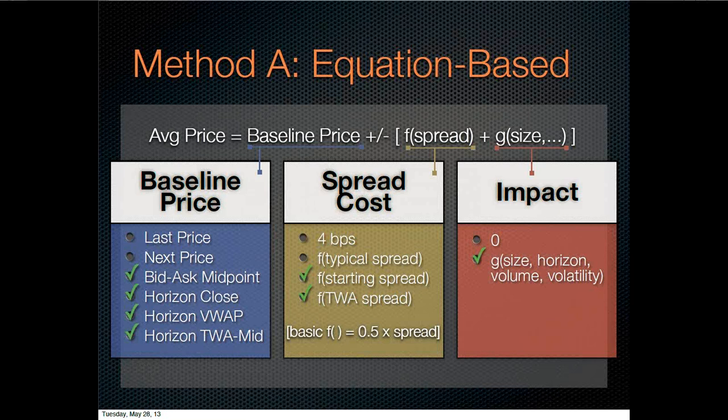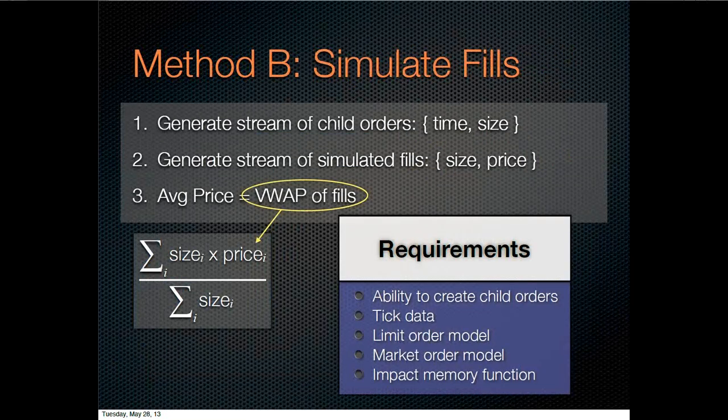Okay, so that's method A. Method B, much more complicated. Here, the complexity comes from the fact that you have to be able to generate a stream of child orders, not just the parent orders, and that really means that you have to have a pretty detailed idea of what the execution algorithm is that's being used to trade your shares, not just your own investment strategy algorithm. Remember the different levels of our stack.